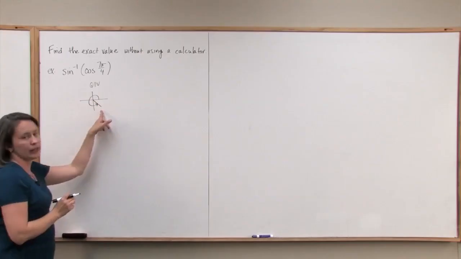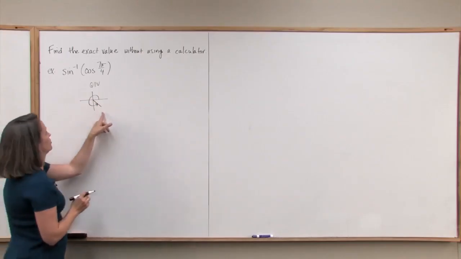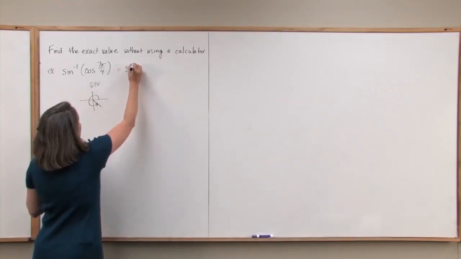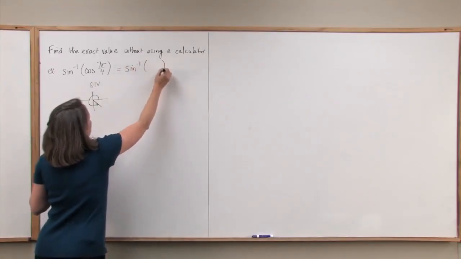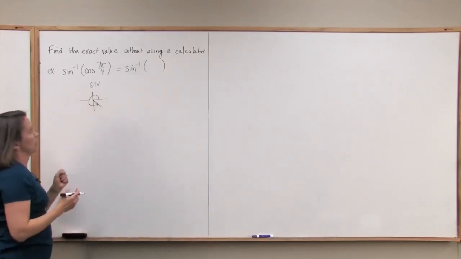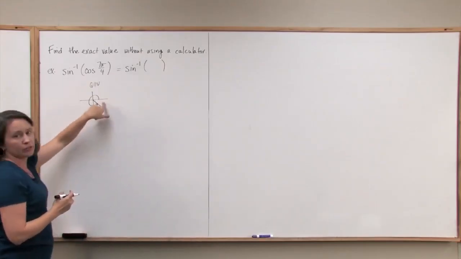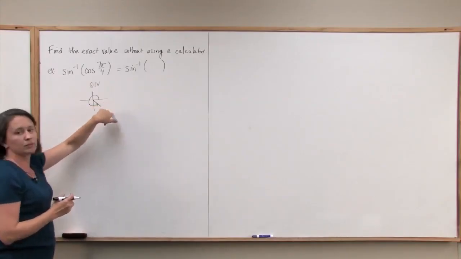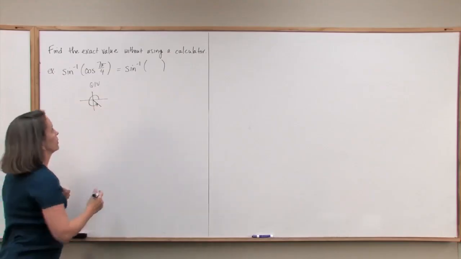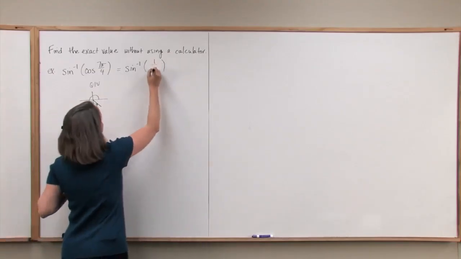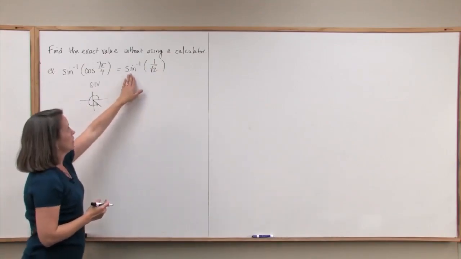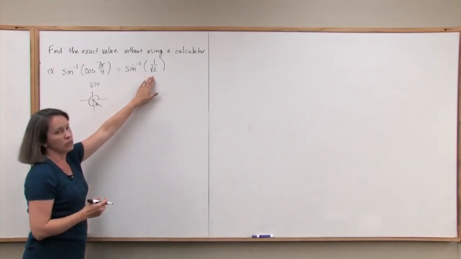Is the cosine of an angle positive or negative in quadrant 4? Positive. Okay. So we're going to be looking for the inverse sine of a positive number. We need to fill that in. What's the reference angle? Pi over 4. Okay, so what's the cosine of pi over 4? Right, 1 over the square root of 2. We've already decided that should be a positive number. Okay. Inverse sine of 1 over the square root of 2.